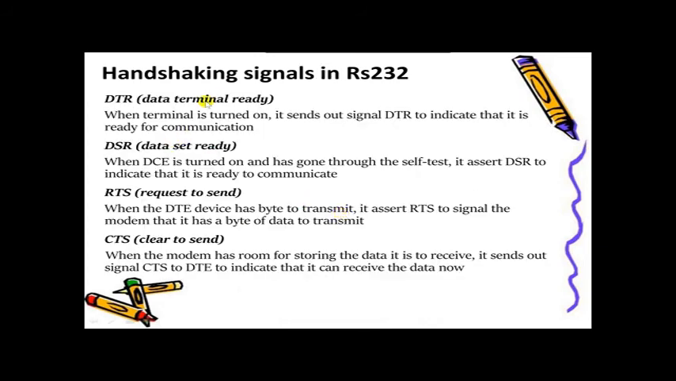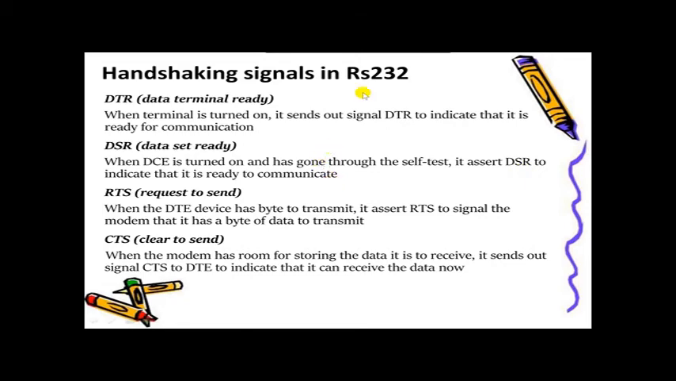Handshaking signals in RS-232: DTR, data terminal ready. When the terminal is turned on, it sends out the signal DTR to indicate that it is ready for communication. DSR, data set ready. When it is turned on and has gone through the self test, it asserts DSR to indicate that it is ready for communication. It is on, it makes a self test, and it asserts DSR to indicate it is ready for communication.